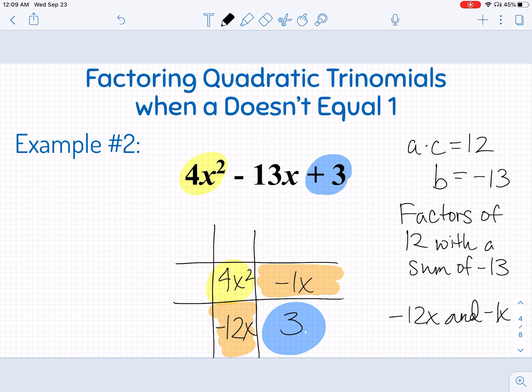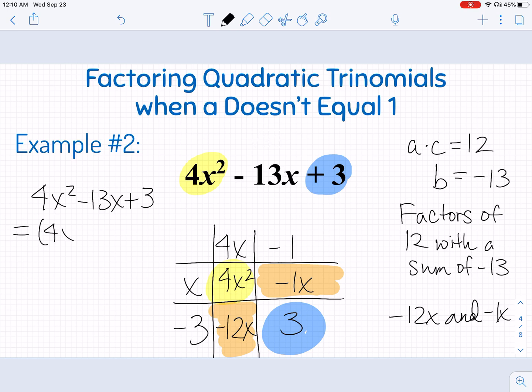Then you're going to find the GCF of each row and column. And remember, you can tell if the GCF is positive or negative based on the closest value to it in the grid. So we can say that 4x squared minus 13x plus 3 is equivalent to 4x minus 1 and x minus 3.